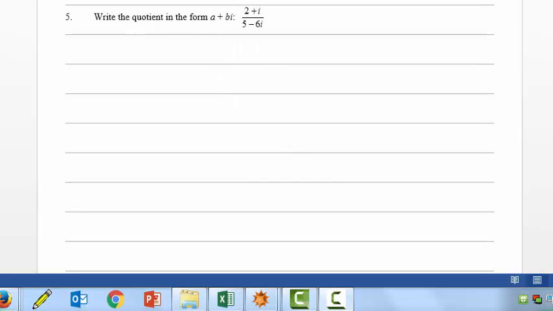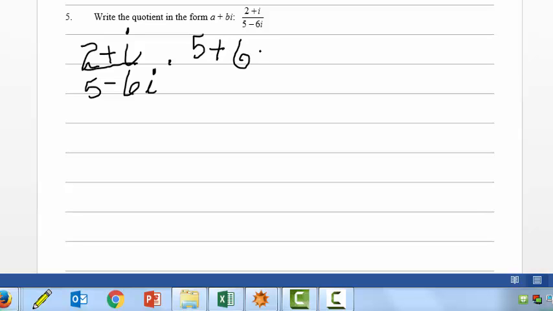So now we want to write (2 plus i) over (5 minus 6i) in the form a plus bi. And we're going to do that. Here's one of the special uses of the conjugate. We're going to do that by multiplying the numerator and denominator by the conjugate of the denominator, which is 5 plus 6i. So I change the sign of the imaginary part to get the conjugate.